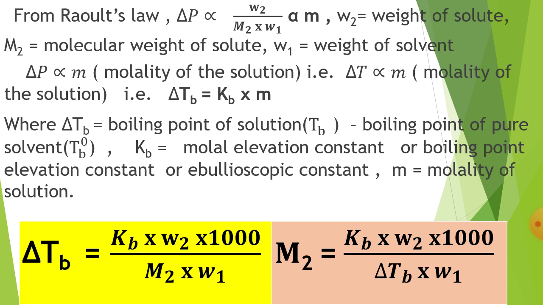One more thing you have to focus on: here W1 should be in gram. If it is in kilogram, then you have to change it. For molar mass, M2 equals Kb multiplied by W2 into 1000 divided by delta Tb into W1. Delta Tb can also be found from Tb minus T naught B. You have to learn this properly, because many mistakes happen when solving delta Tb problems. So delta Tb equals Tb minus T naught B. Okay dear students, got it?